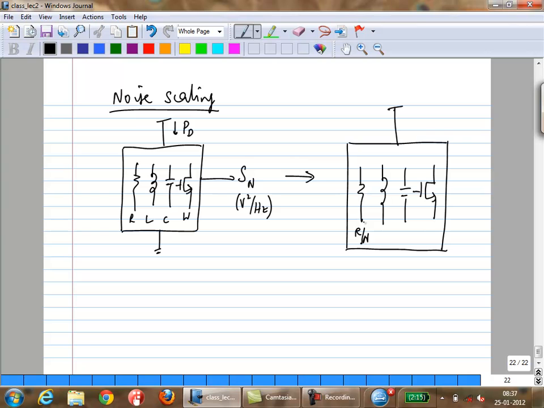Make the resistors R over n, inductors L over n, capacitors n times C and width n times W. Remember, this is very intuitive because your resistor noise contributes to your input referred noise. So if you want to reduce the resistor noise, make it smaller, right? To reduce the transistor noise, you want to increase the gm, right?